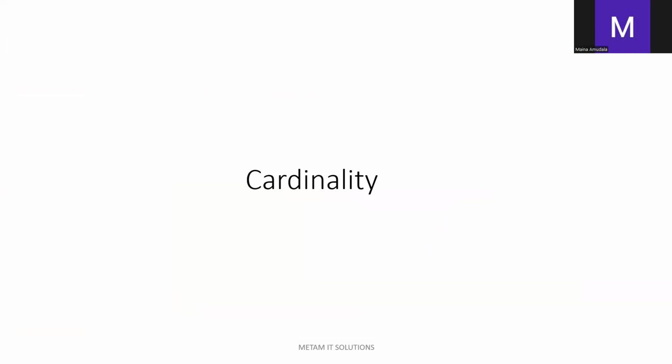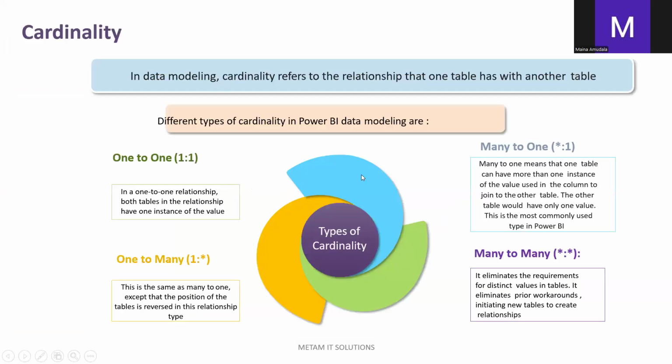Next, cardinality. Let's see what cardinality is. Cardinality is also one of the concepts used in relationships. Cardinality refers to the relationship that one table has with another table. Here we have four different types of cardinalities: one to one, one to many, many to one, and many to many. What is one to one? One is to one.